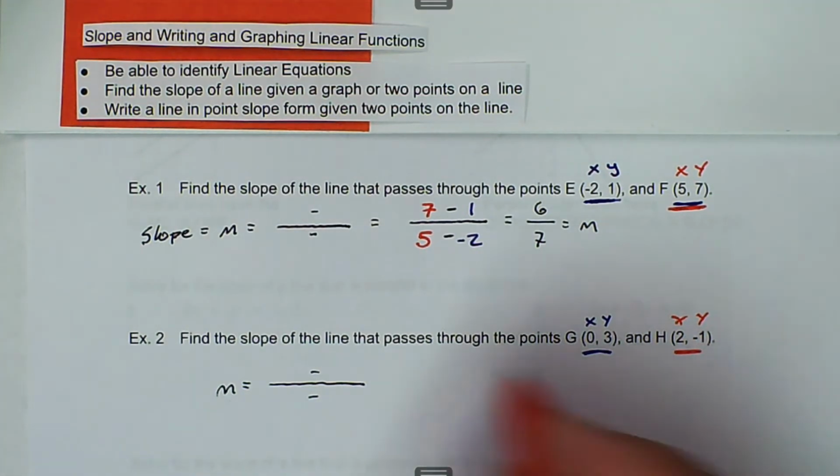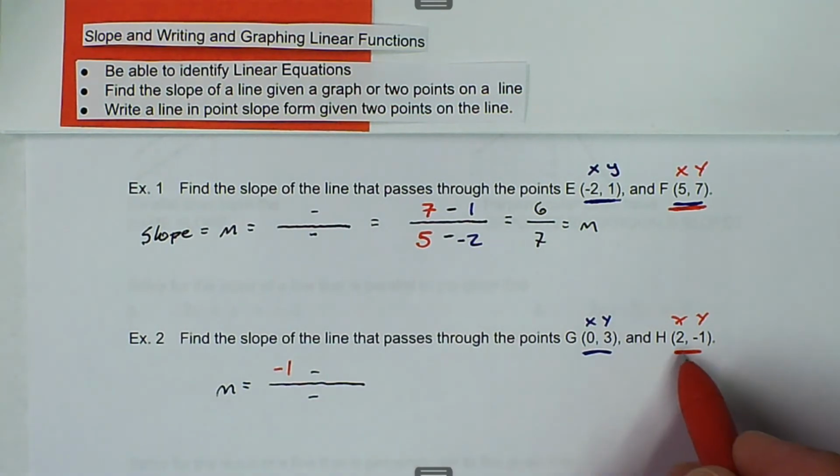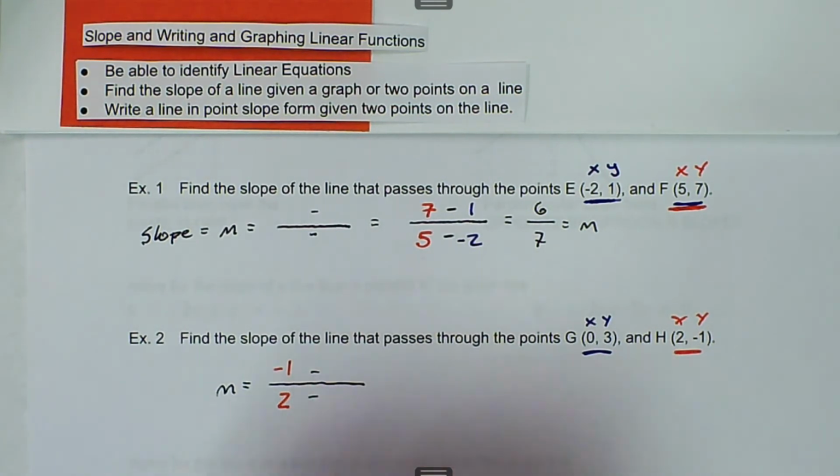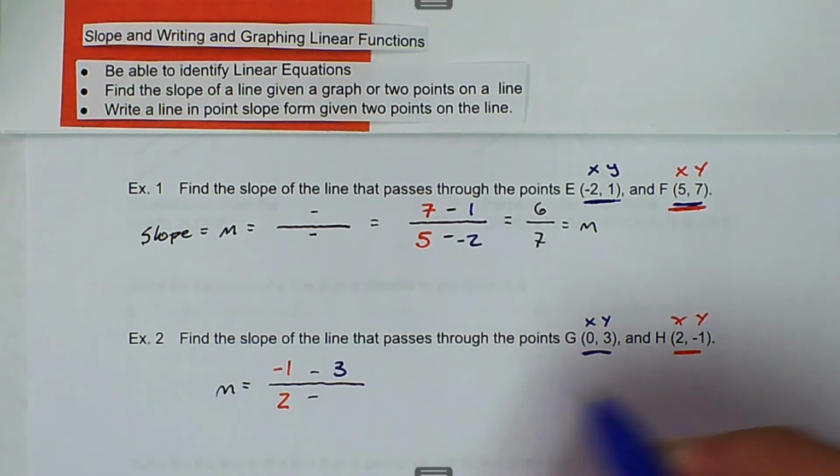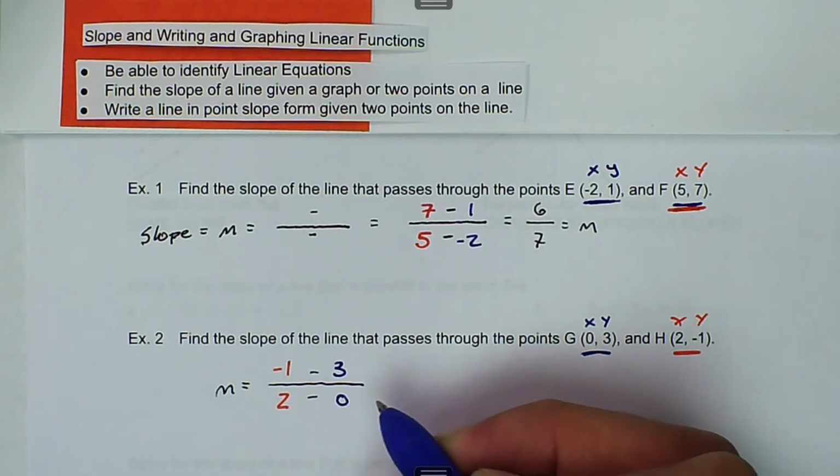So the Y is -1, and the X is 2, and the Y is 3, and the X is 0.